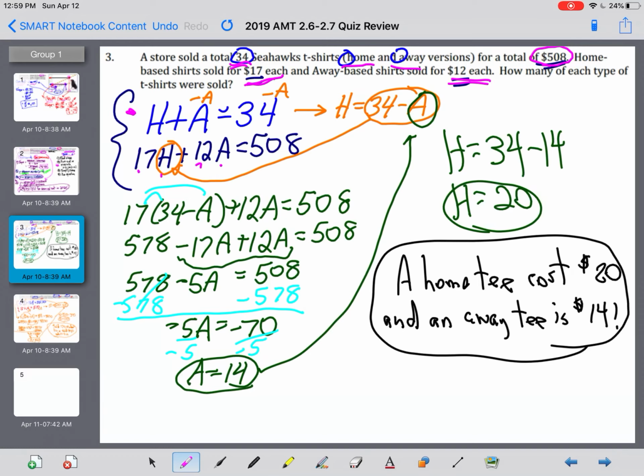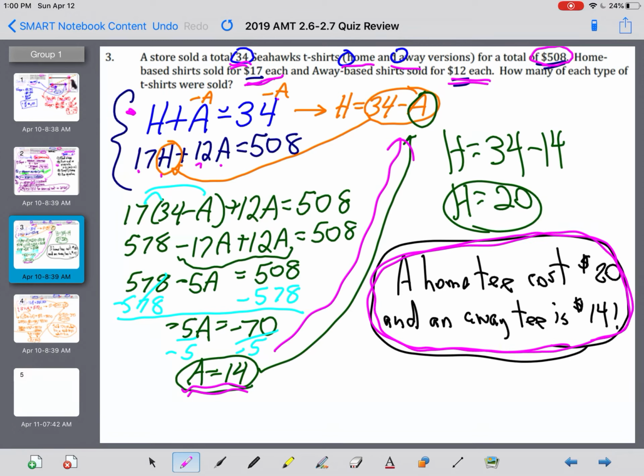And again, you can kind of follow here. I used substitution. I subtracted that A over, substituted that in, and away I went in terms of following the solving process. And I got the number of away jerseys was 14. And then I used that back up in my original expression in terms of solving for h to get 20. And be sure that at the end, since it's a wordy problem, you give a little bit of a wordy answer.